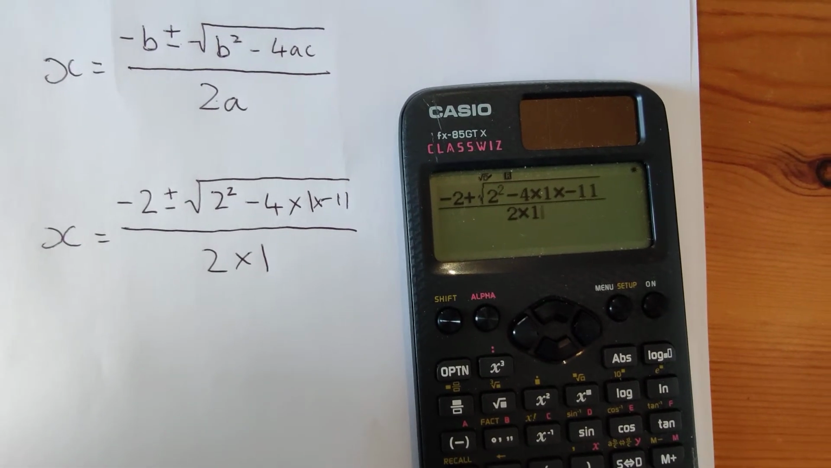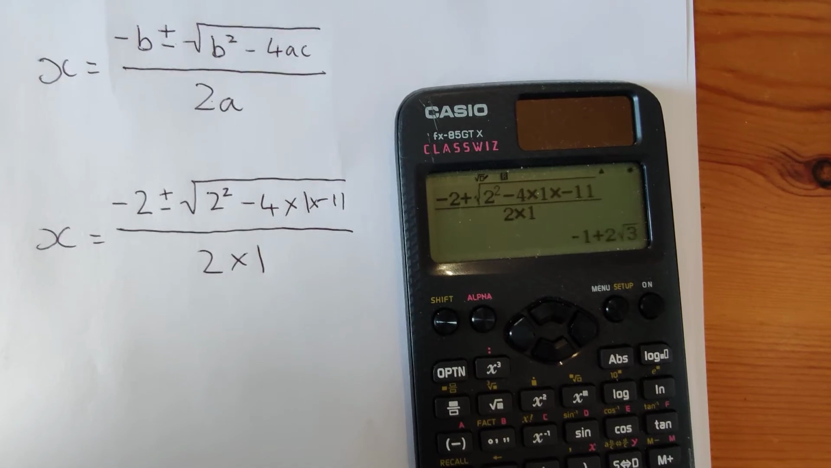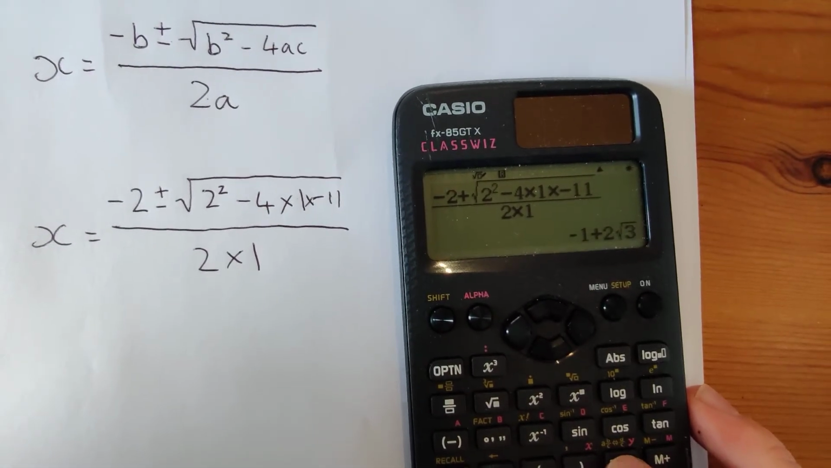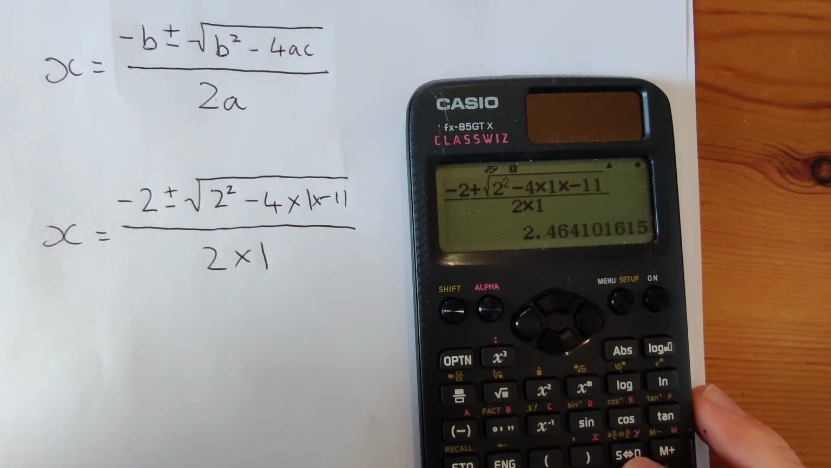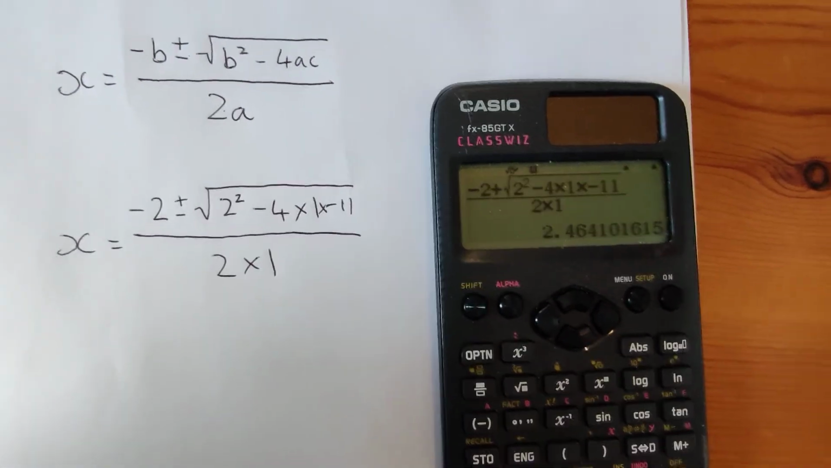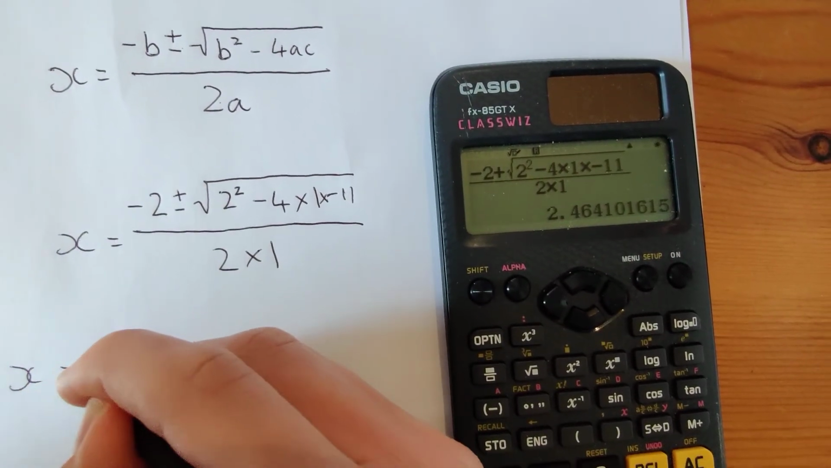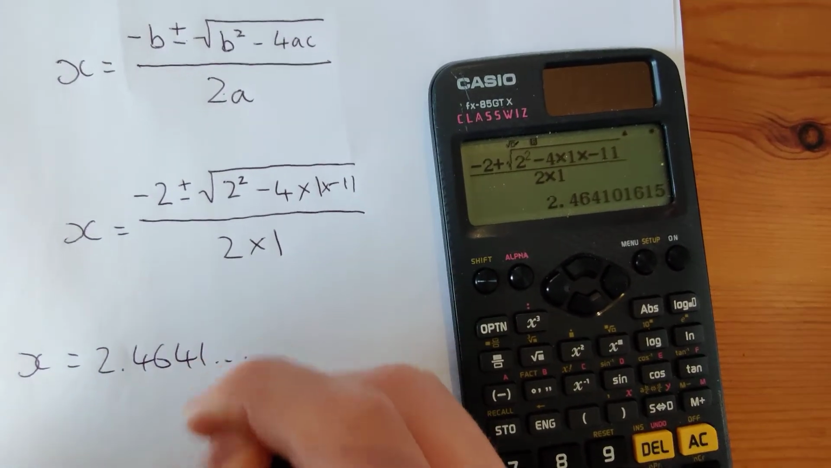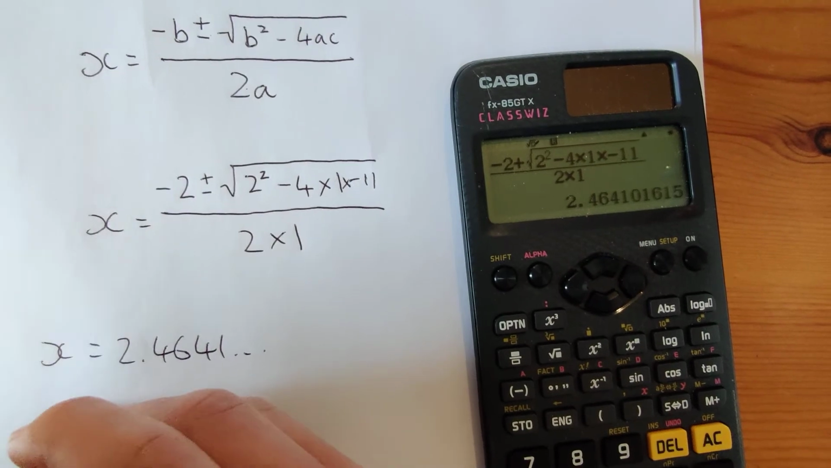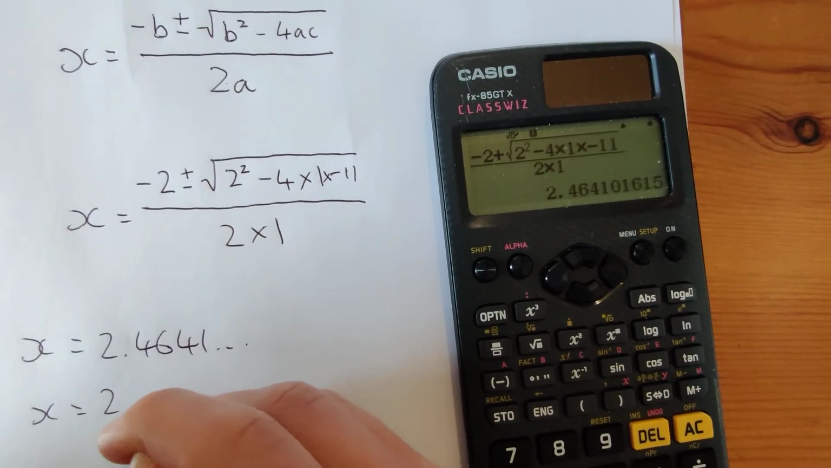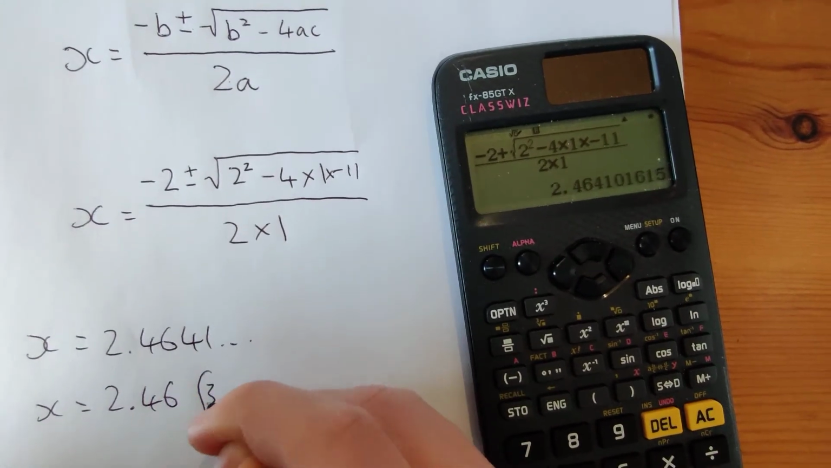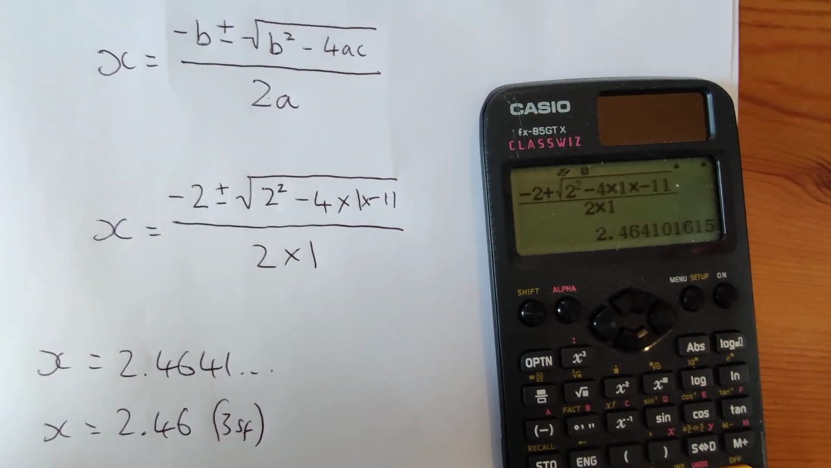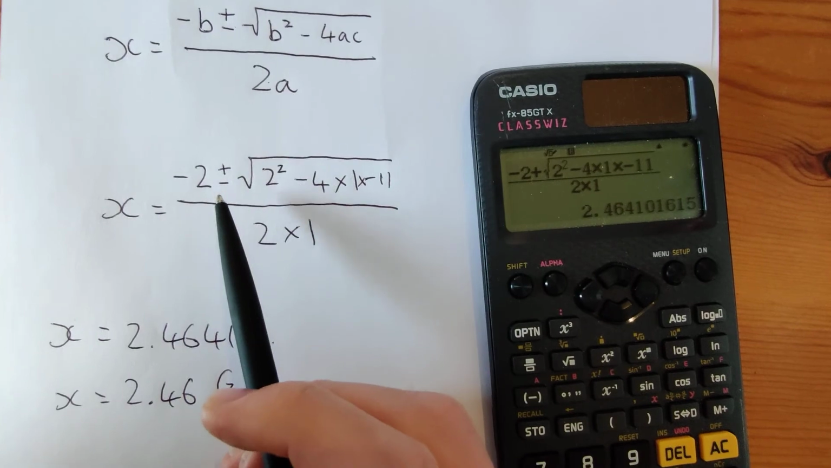Just by typing that whole thing in my calculator, it gives it to me in what is called surd form first. I'm not worried about that. I press S to D and it goes to a decimal, 2.4641. So I'm going to put x equals 2.4641, and I don't really want that whole long thing, so I'm going to say x equals 2.46 to 3 significant figures. And that's only one of my solutions because I have to do plus and have to do minus.